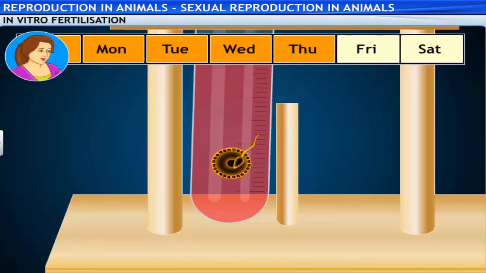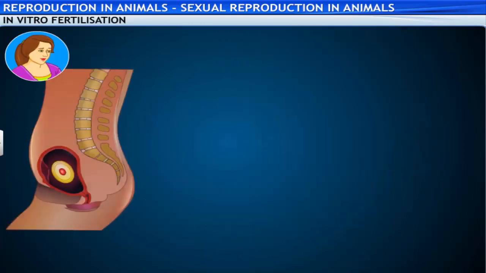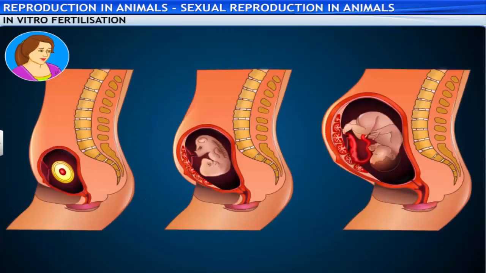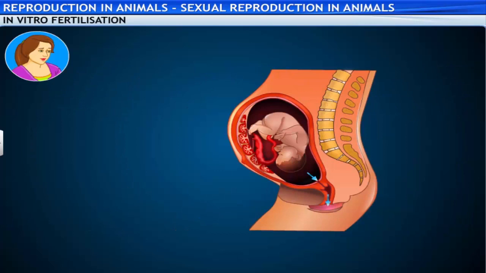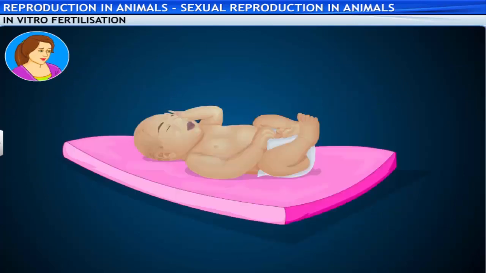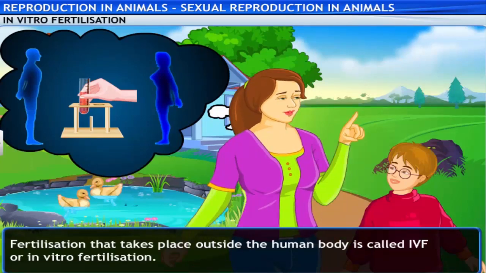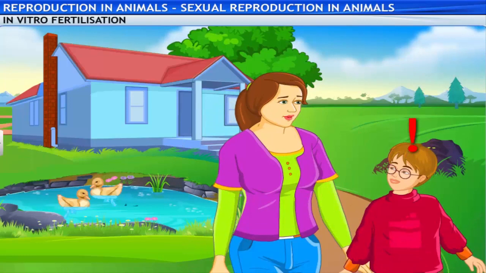After fertilization, the zygote is allowed to develop for about a week and then placed in the mother's uterus. The entire development of the embryo takes place in the mother's uterus, and the baby is born like any other baby. However, since the fertilization takes place in a test tube, such babies are popularly called test tube babies. IVF is an example of external fertilization that takes place in human beings. Wow!